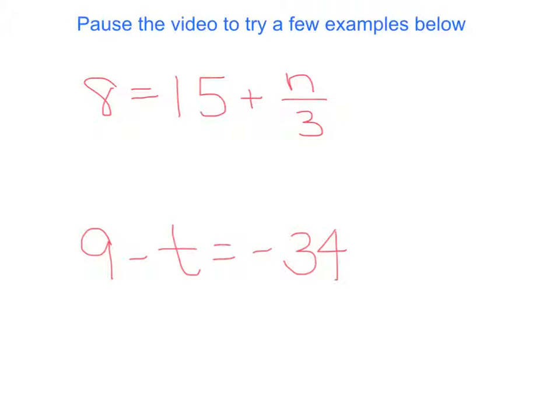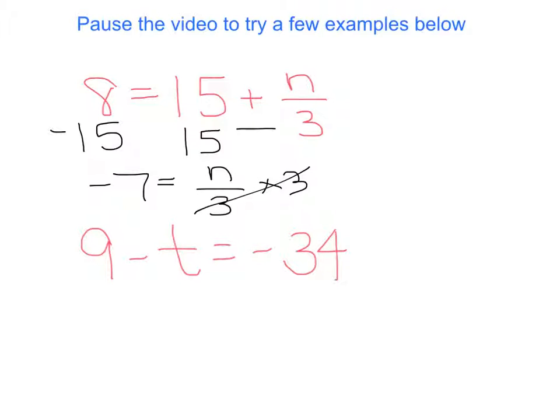For the first example, you're going to subtract 15 from both sides. So if we have 8 and we subtract 15, we get negative 7 equals n over 3. Multiply both sides by 3, and so we get n equals negative 21.